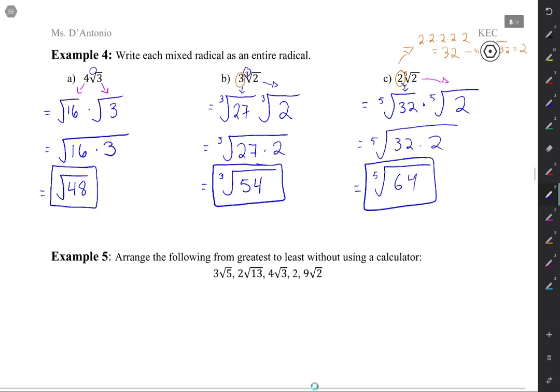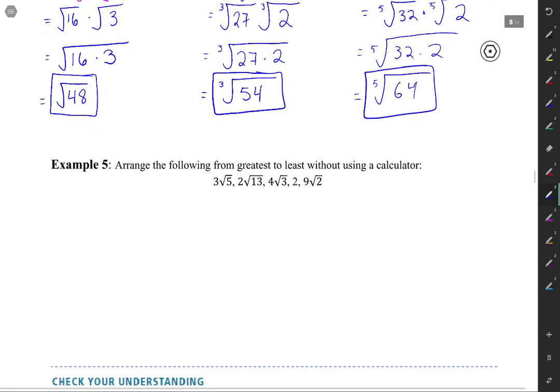Now our final example here, example 5. Arrange the following from greatest to least without using a calculator. The easiest way for us to do this is to convert all of them into entire radicals. If we convert them all to entire radicals, it'll be very easy for us to compare each of them to one another. So let's start off with 3 root 5. I'm going to put 3 root 5 over here.